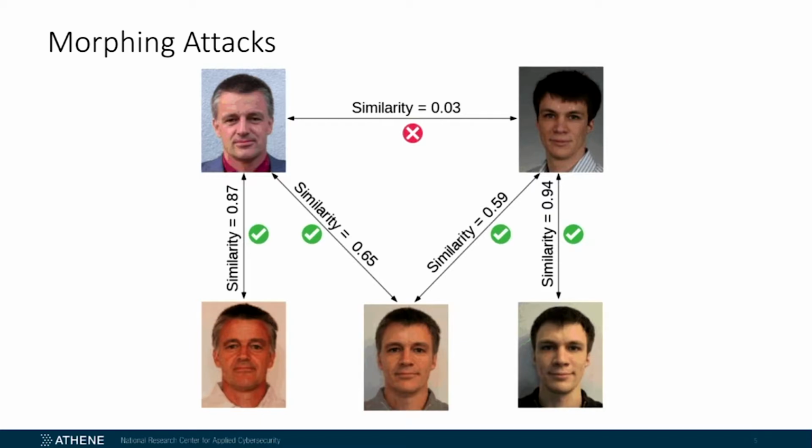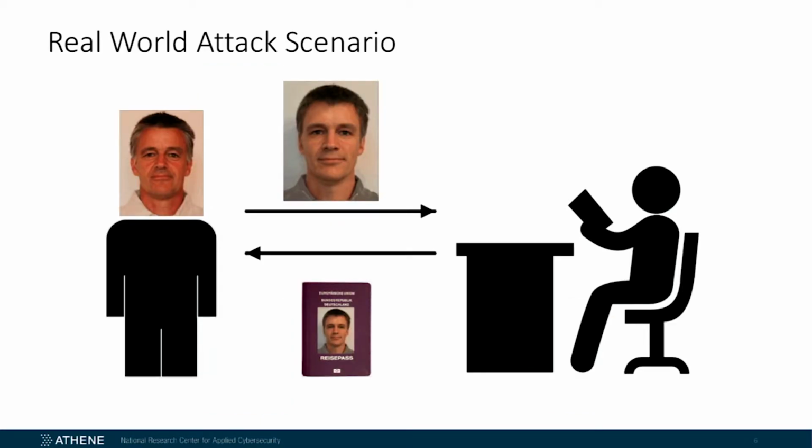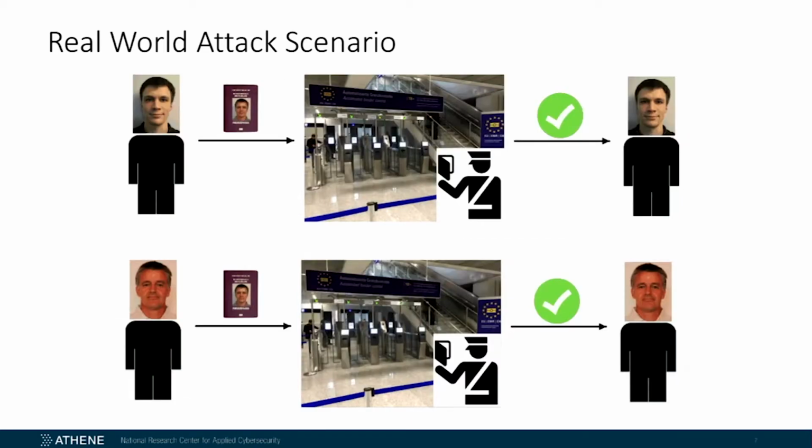And that's an issue because we can create a real-world attack scenario out of this. If I'm a wanted criminal, and I need a German passport, I can ask Christoph as my accomplice to apply for a passport using this morphed image. And if the person at the application desk does not notice the manipulation of the image, Christoph will receive a valid German passport with a morphed passport image in it. And using this passport, both myself as well as Christoph are able to pass, for example, the border gate at Frankfurt Airport.